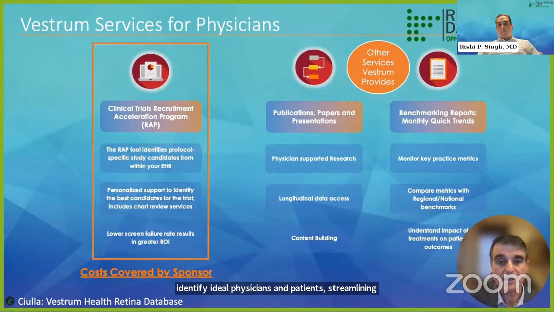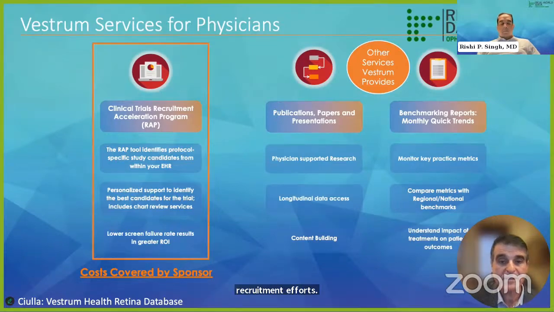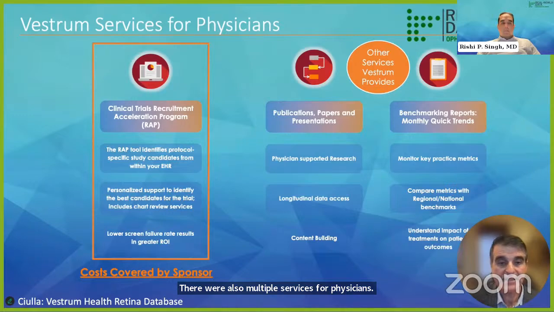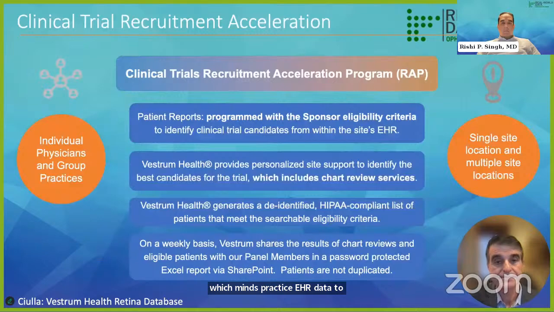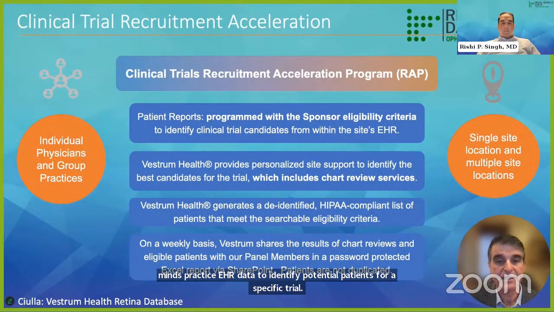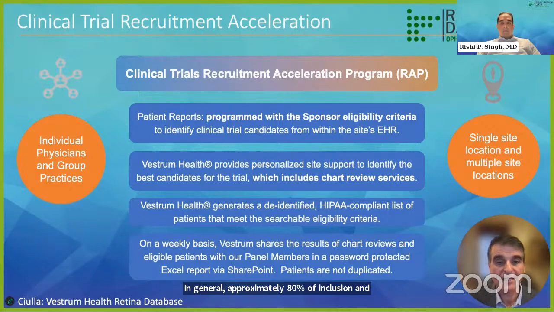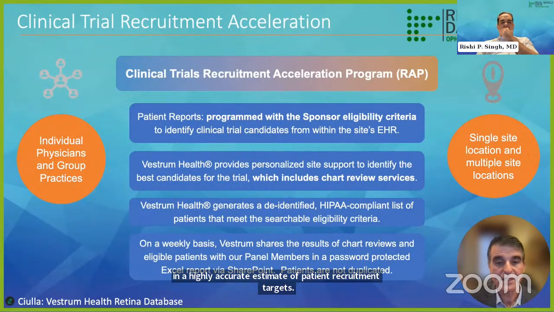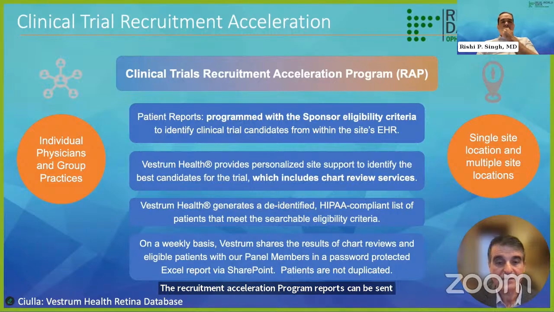There are also multiple services for physicians. One service of note includes a recruitment acceleration program which mines practice EHR data to identify potential patients for a specific trial. In general, approximately 80% of inclusion and exclusion criteria can be automatically queried across the EHR data, resulting in a highly accurate estimate of patient recruitment targets. The recruitment acceleration program reports can be sent at a predetermined frequency directly to the practice.